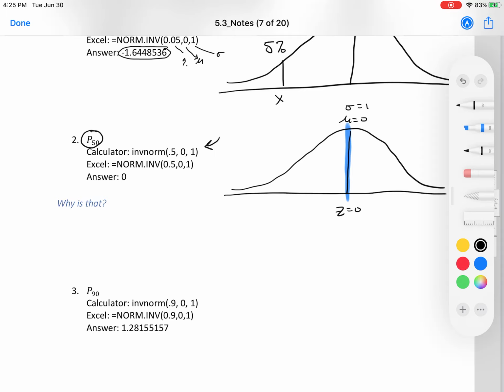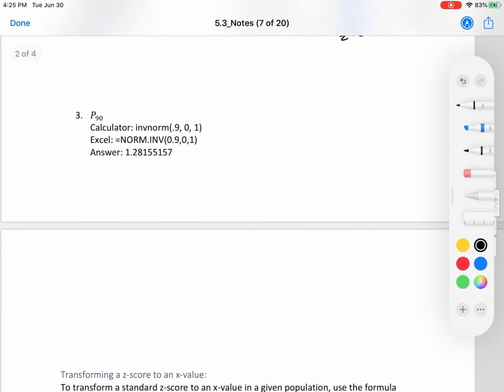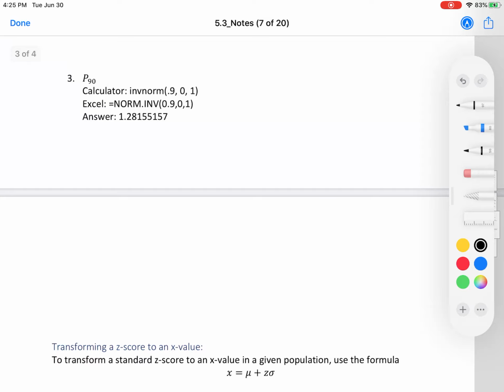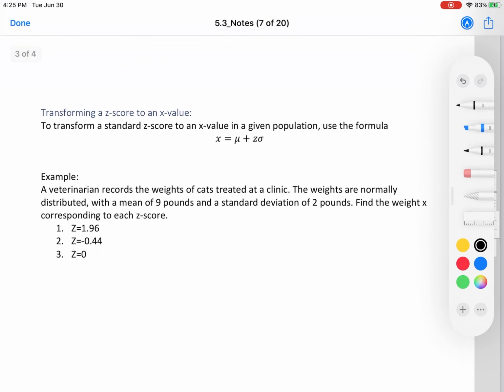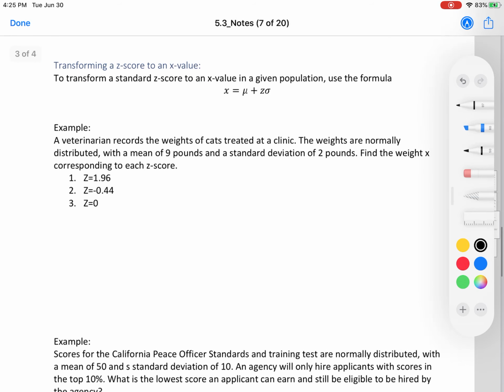However, we can still enter it in a calculator or Excel and we'll get the same answer. Why is that? Well, I think we just explained it. And then we have a couple more examples. I believe you can get it from here. Now, when you're working with percent, it's pretty easy. But when you're working with z-scores, it requires a bit of algebra.